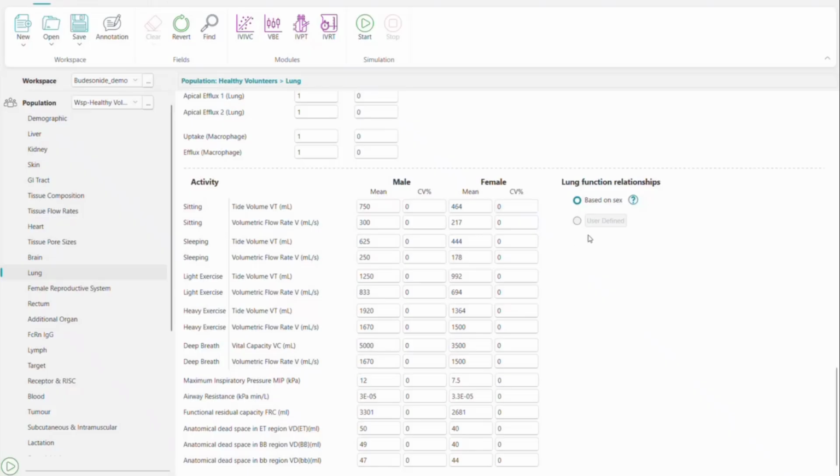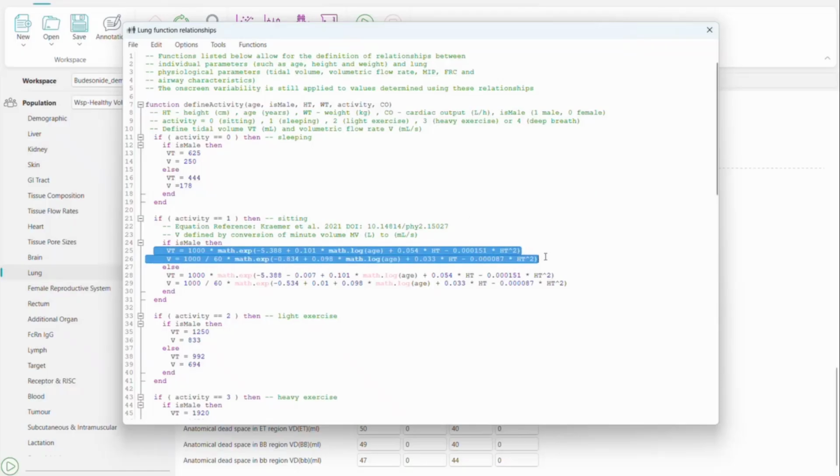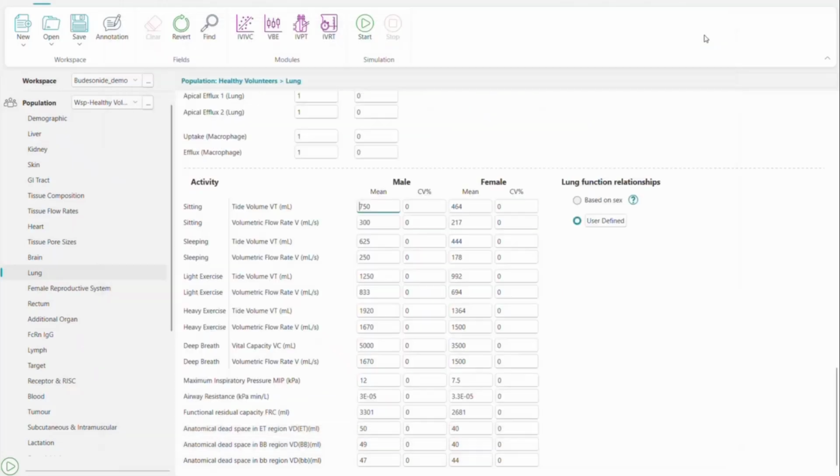But introduced in version 24, some lung function relationships were added, with some taken from the literature. So we've got dependence on the age, and this is the formula for the volumetric flow rate and the tidal volume. So we have dependence on the age and the height of the individual. So we're getting more population variability.